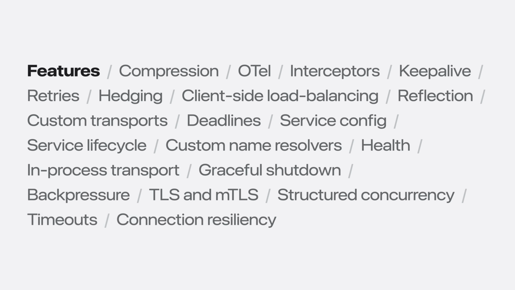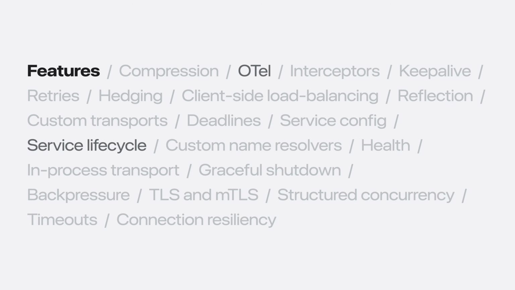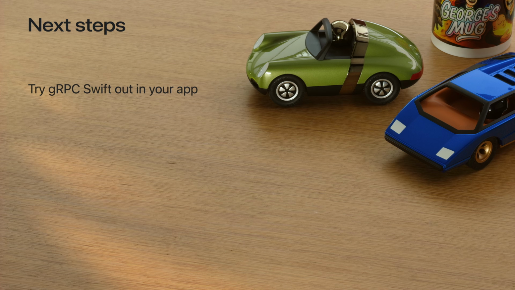gRPC Swift has plenty of built-in features to help take your application from prototype to production. Whether that's integration with other Swift packages like SwiftOtel or Swift Service Lifecycle, or advanced connection management features like custom transports and name resolvers, and client-side load balancing. You're now ready to use gRPC in your app.